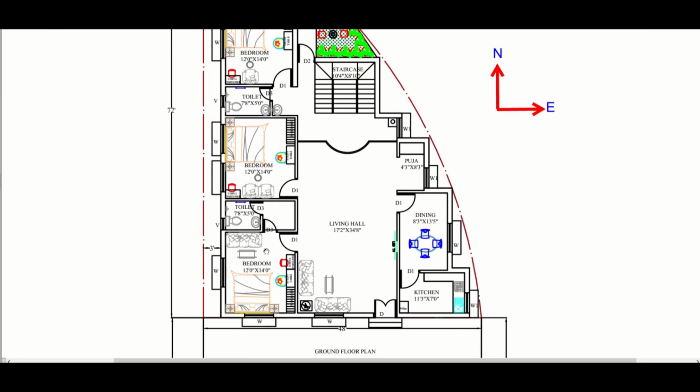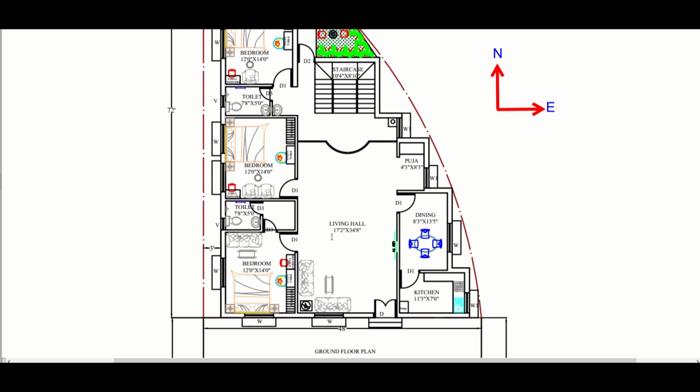As you can see, here is a bedroom in the southwest direction. The southwest is the best position for a bedroom as per Vastu, and we also have a toilet here with separate space for bathing. The toilet size is 7 feet 8 inches into 5 feet, which is sufficient.